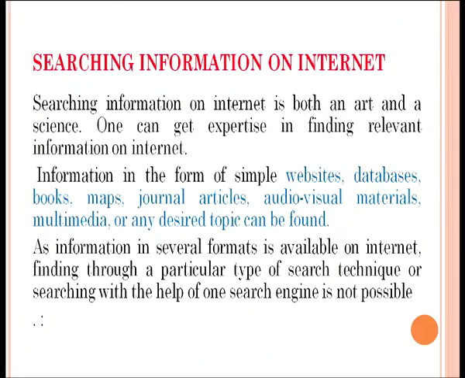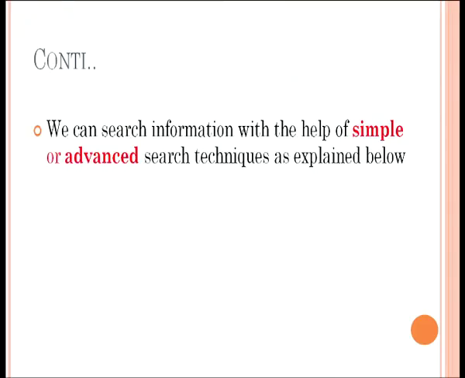Searching information on internet is both an art and a science. One can get expertise in finding relevant information on internet, information in the form of simple websites, databases, books, maps, journals, articles, audiovisual materials, multimedia, or any desired topic can be found. As information in several formats is available on internet, finding it through a particular type of search technique or with the help of one search engine is not possible. We can search information with the help of simple or advanced search techniques. We will be explaining them like this.